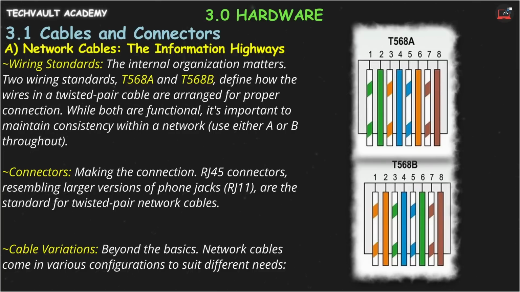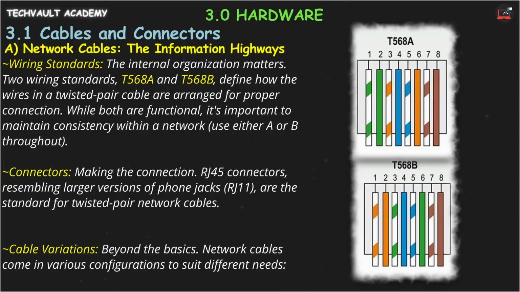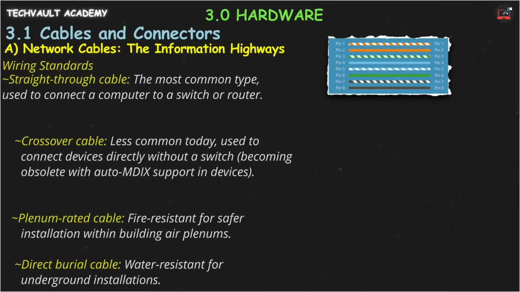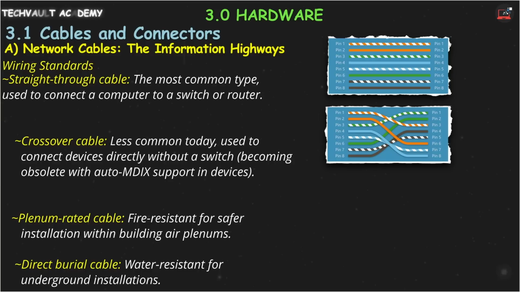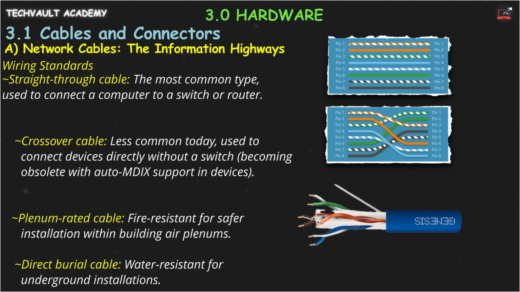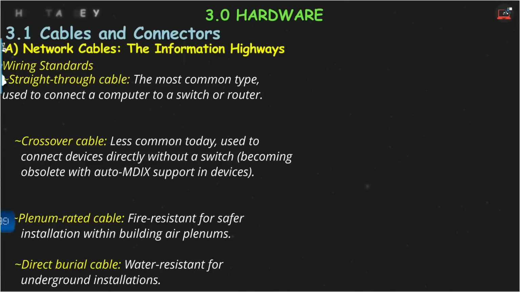Cable variations, beyond the basics. Network cables come in various configurations to suit different needs. Straight-through cable, the most common type, used to connect a computer to a switch or router. Crossover cable, less common today, used to connect devices directly without a switch, becoming obsolete with auto MDI-X support in devices. Plenum-rated cable, fire-resistant for safer installation within building air plenums. Direct burial cable, water-resistant for underground installations.